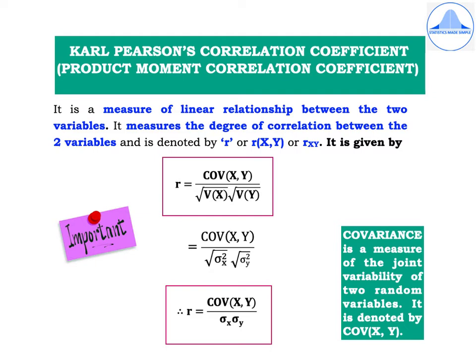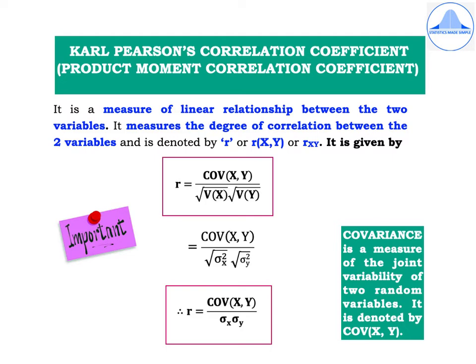It is given by R equal to COV of x comma y. So covariance, COV of x comma y, means the covariance, and covariance is a measure of the joint variability of two random variables, divided by root of V of x into root of V of y. So V of x and V of y stand for the variances of the variables.